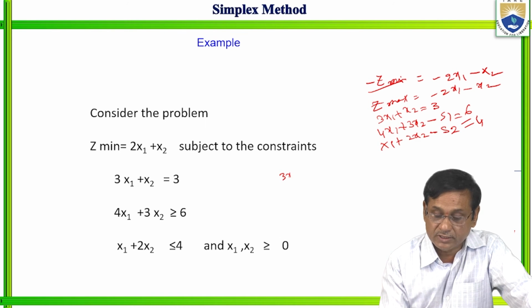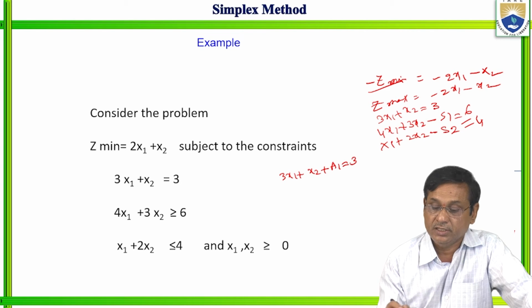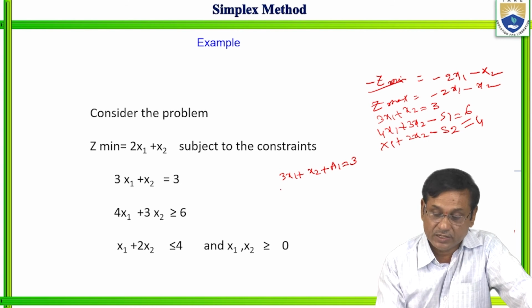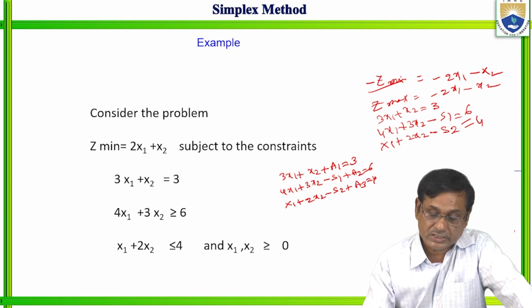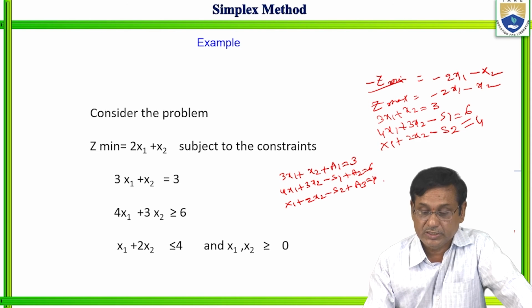So 3x1 plus x2 plus a1 is equal to 3. The first constraint becomes like this. The second one, 4x1 plus 3x2 minus s1 plus a2 is equal to 6. x1 plus 2x2 plus s2 plus a3 is equal to 4. When x1, x2 are zeros, a1 is equal to 3. When x1, x2, s1 are zeros, a2 is equal to 6. When x1, x2, s2 are zeros, a3 is equal to 4.